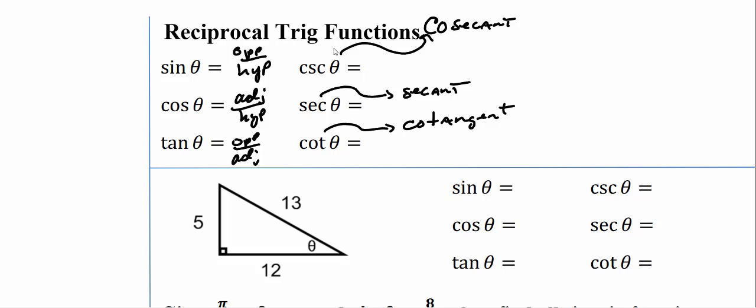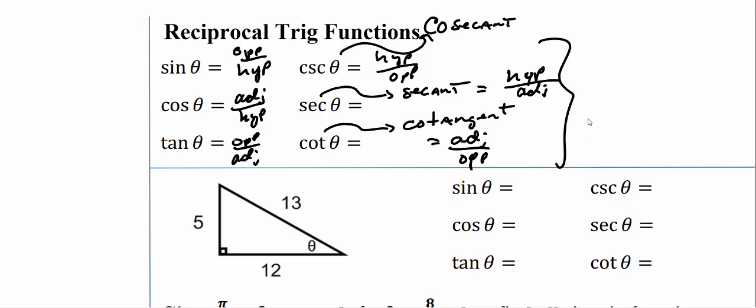Okay. So reciprocal trig functions basically, what you're doing is you're taking the original function and just flipping the value. So cosecant is actually the hypotenuse over the opposite. The secant is going to be the hypotenuse over the adjacent. And then the cotangent is just the adjacent over the opposite. All right. Now, you will see that here, but you might also see something else.